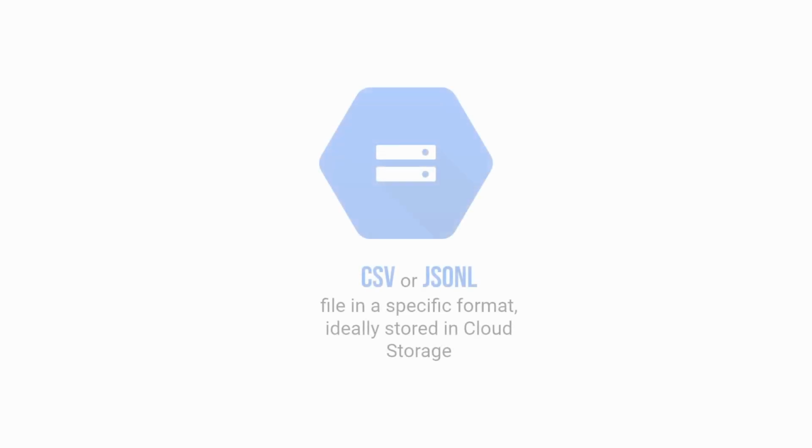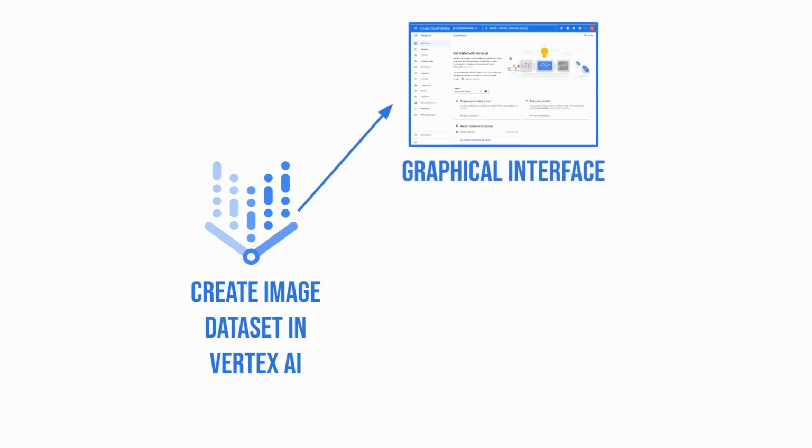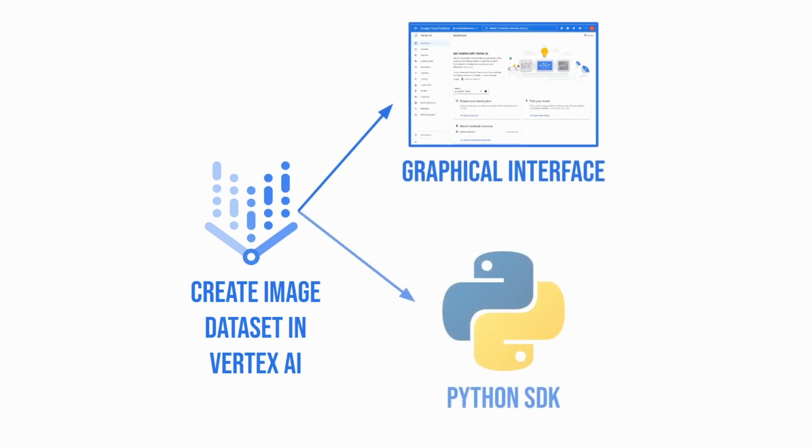Hello everyone. In today's tutorial, I will be talking about creating an image dataset in Vertex AI. Generally, this is fairly simple, as the only requirement for this is to have a CSV or JSONL file that meets the specific requirements. Creating an image dataset can be done both through Vertex AI Web GUI or Python SDK.